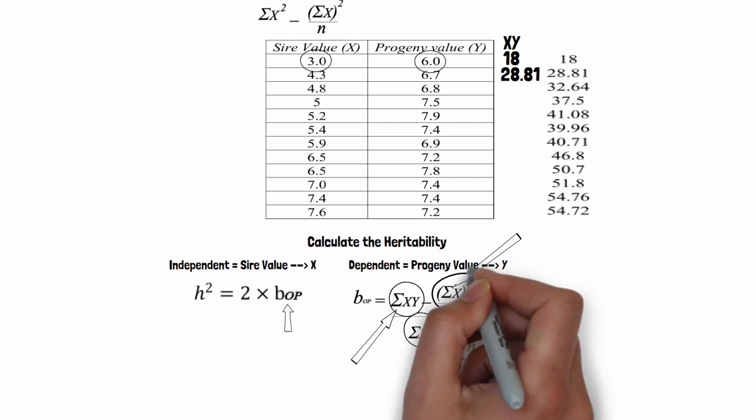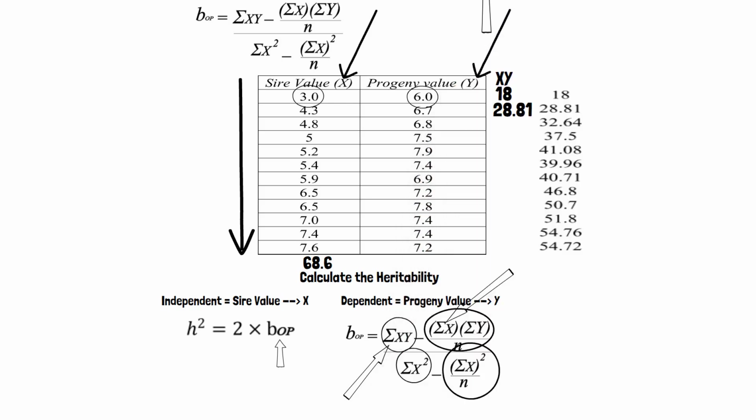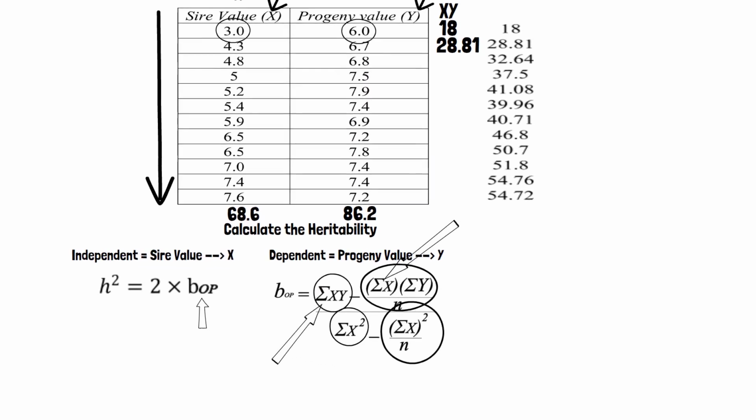The next component is the summation of x. We'll sum the values for the sire, which is 3 plus 4.3 plus 4.8 up to the end, which gives us 68.6. The summation of y, which is the summation of the progeny values, equals 6 plus 6.7 plus 6.8 up to the end. Our n is the sample size, which is equal to 12.